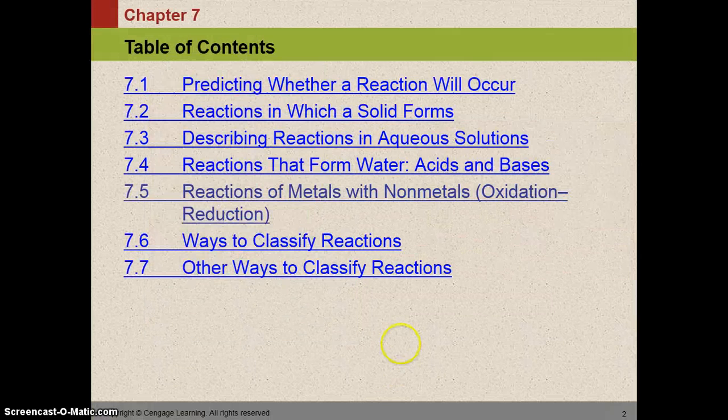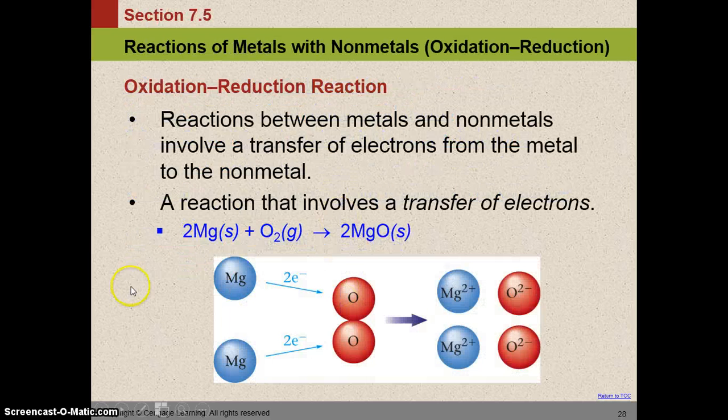This lecture in Chapter 7 is going to deal with reactions of metals and nonmetals that you're going to now call oxidation-reduction reactions or redox reactions. So oxidation-reduction reactions are reactions between metals and nonmetals, and you see a transfer of electrons. We've talked about that when we talked about naming, because we noticed that there are true metals and transition metals that tend to lose electrons and become positive.